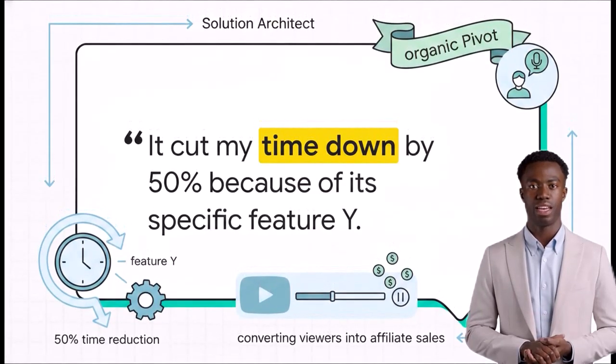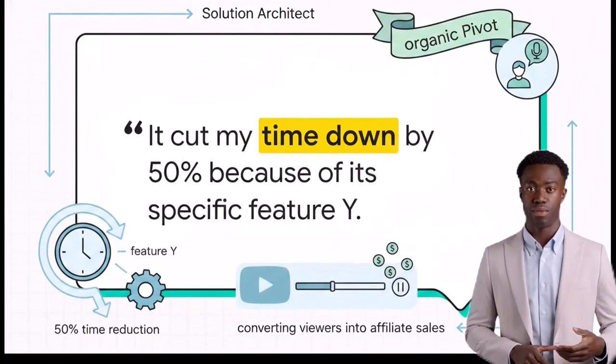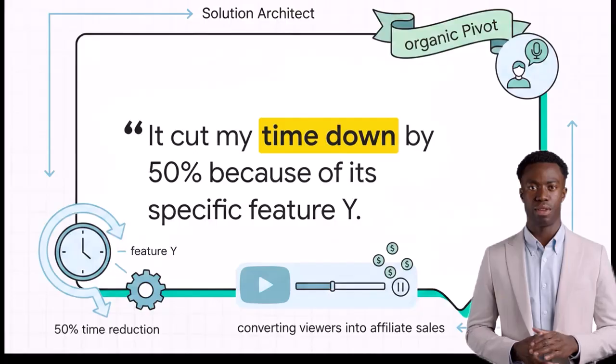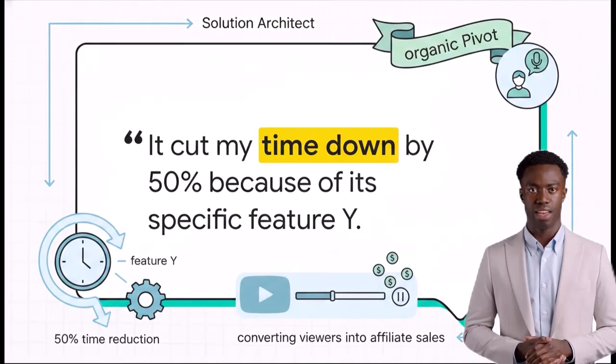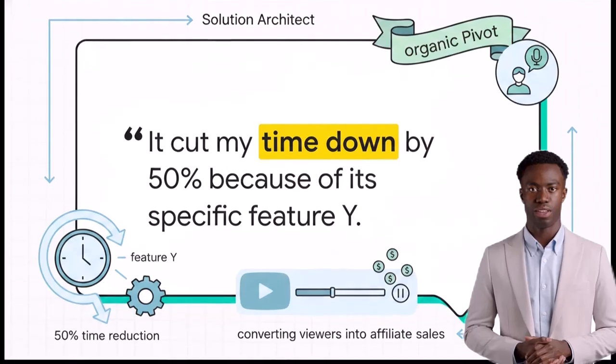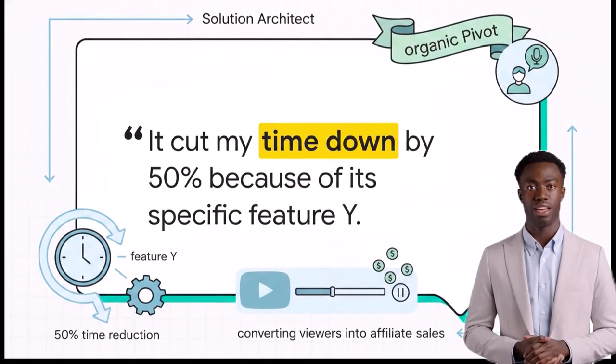By keeping this transition brief and intensely focused on the direct benefit, cutting time down by 50% because of a specific feature, you completely bypass the viewer's sales resistance. It just feels like a totally natural continuation of the education you literally just provided.